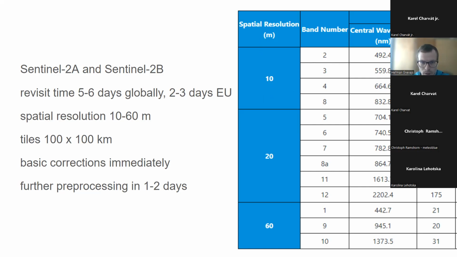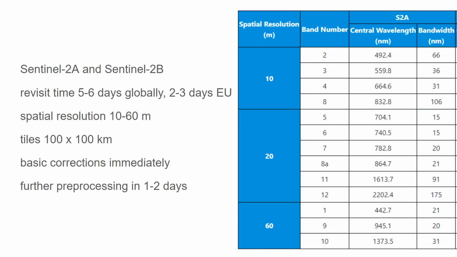The data is provided in tiles which are 100 times 100 kilometers. The revisit time is globally 10 days, but the Sentinel-2 satellite works in pairs. So there is a 2A and a 2B satellite on the opposite side of the planet. And it decreases the revisit time of the Sentinel-2 satellites to 5 days globally. And for European countries, it is even 2 to 3 days. So quite often.